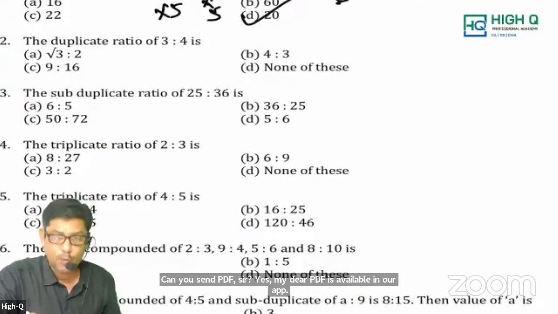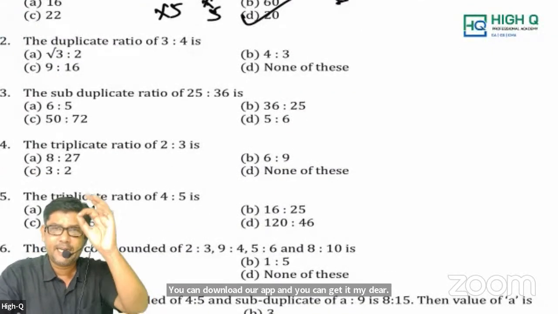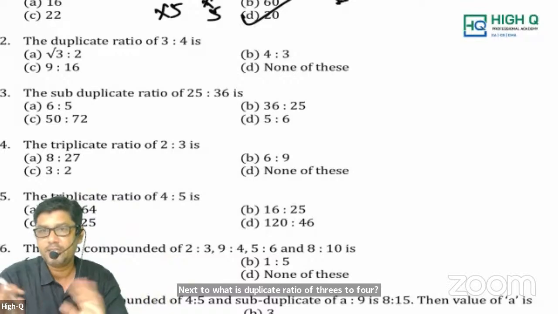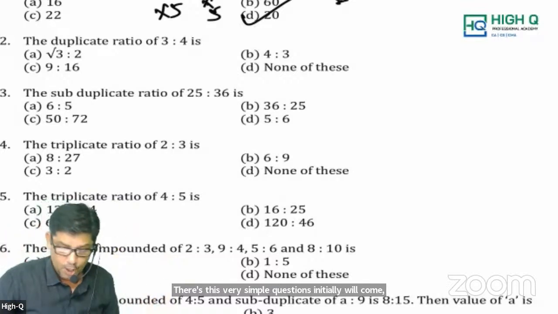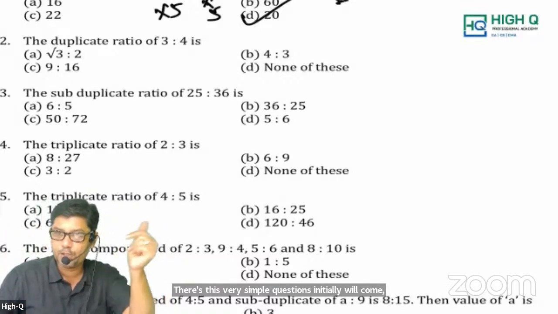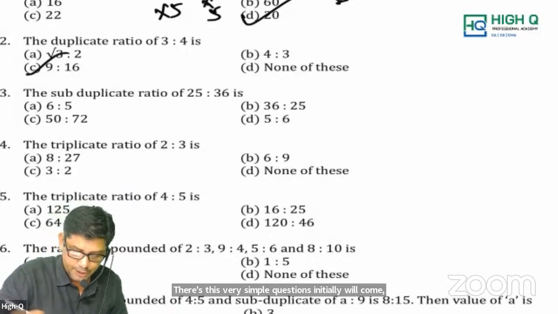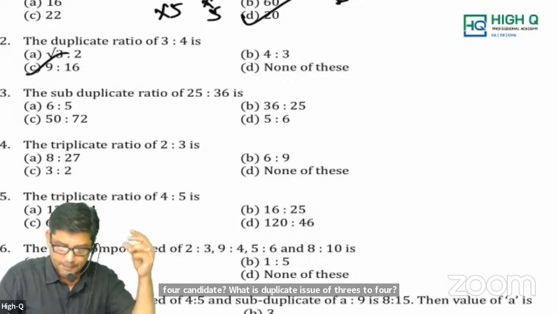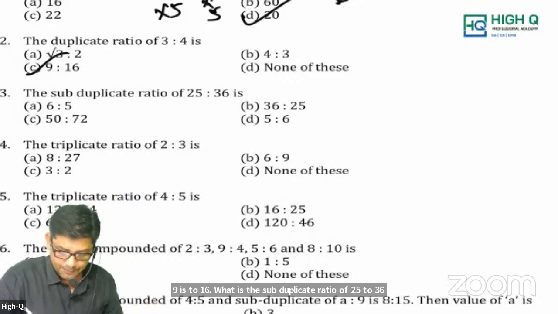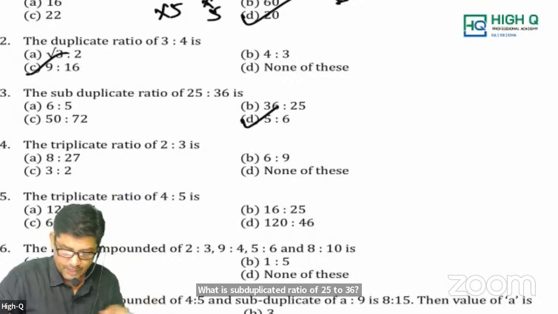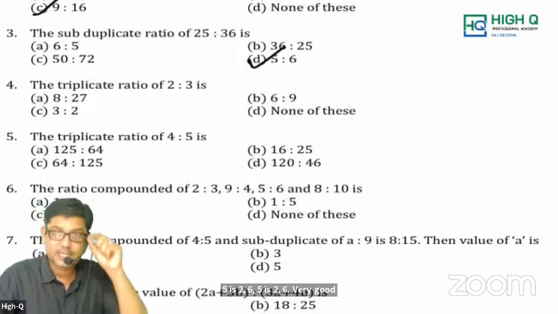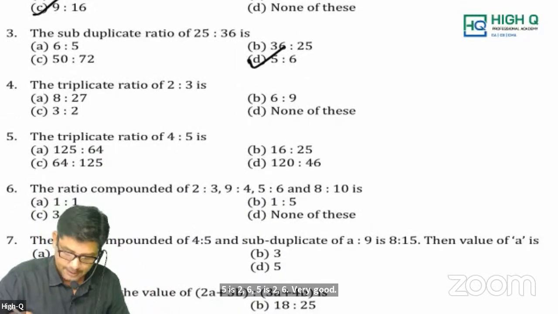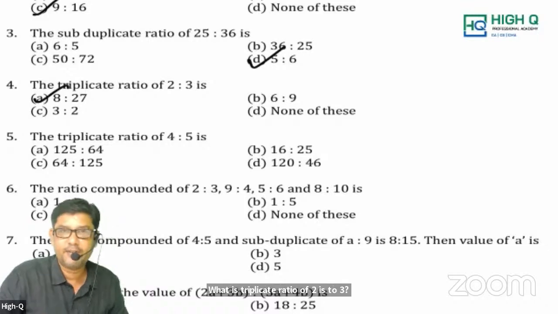Next. What is the duplicate ratio of 3 is to 4? Guys, these are very simple questions. Initially it will come slowly, but we will develop. The duplicate ratio of 3 is to 4 is 9 is to 16. What is the subduplicate ratio of 25 is to 36? 5 is to 6. Very good. What is the triplicate ratio of 2 is to 3? 8 is to 27. These are some revisions.